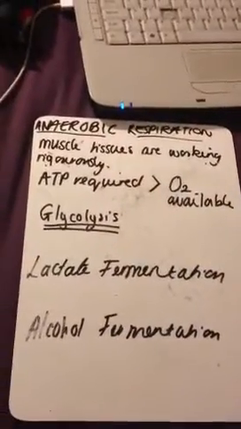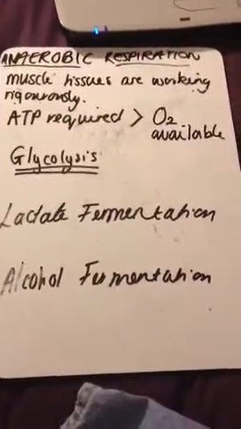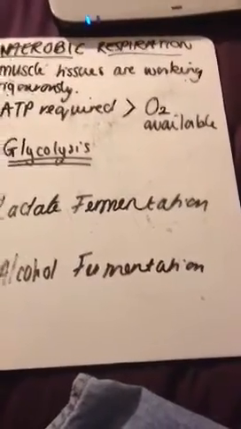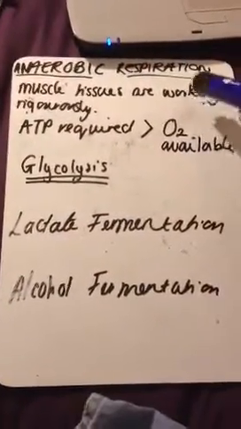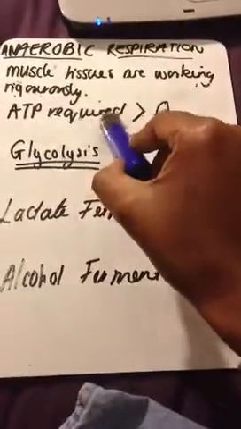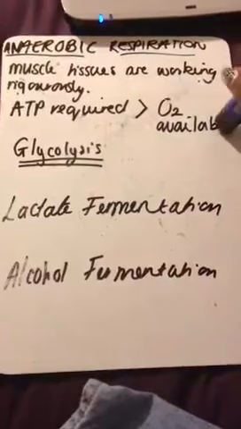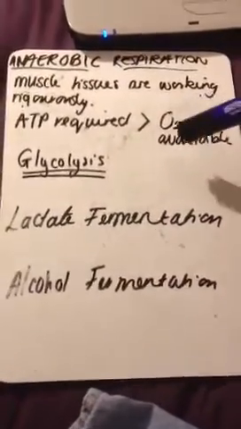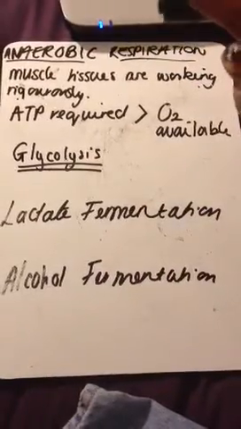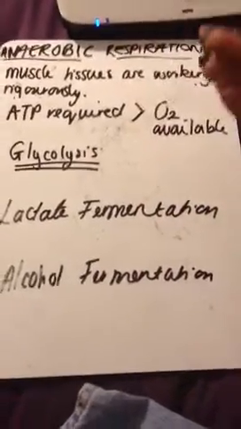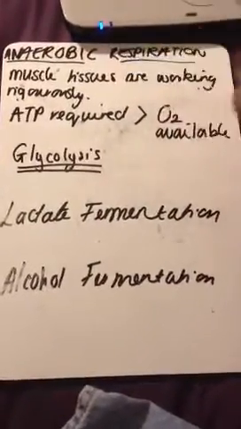Anaerobic respiration is respiration without oxidation, without oxygen. This happens when muscle tissues are working rigorously and the amount of ATP required is more than the oxygen available. So this means that we aren't able to do oxidative phosphorylation efficiently enough to make as much ATP as we need for the muscles to respire.